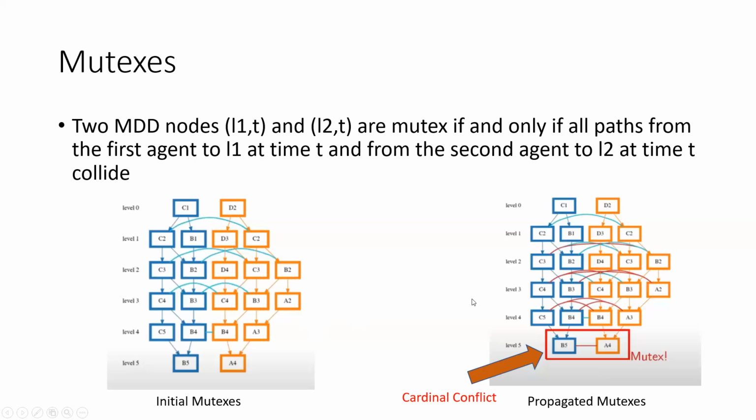Mutexes are said to be propagated if all the parent nodes are either initial mutex or propagated mutex. In this manner, we propagate the mutex starting from level 1 to level 5, and then we check at level 5 whether goal nodes are in cardinal conflict. Next slide, please.